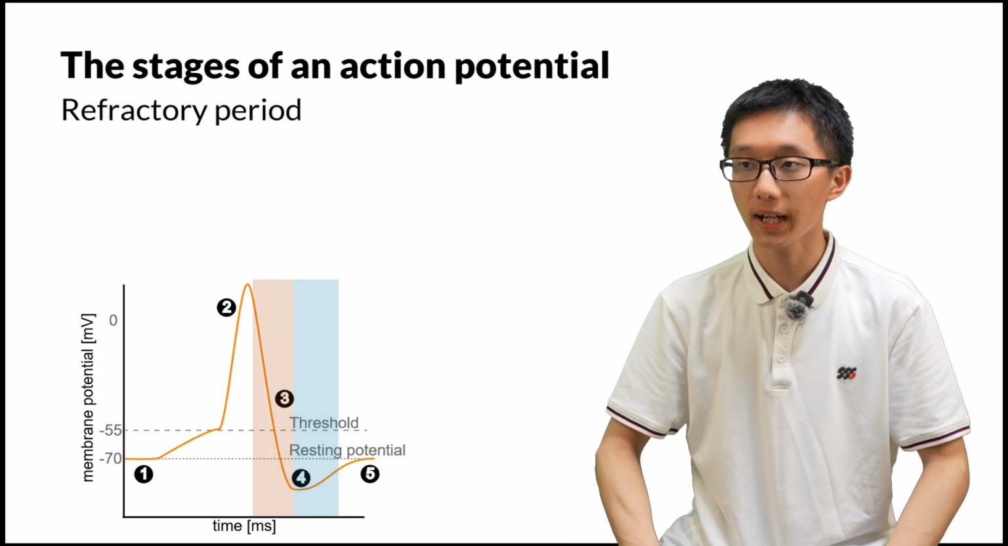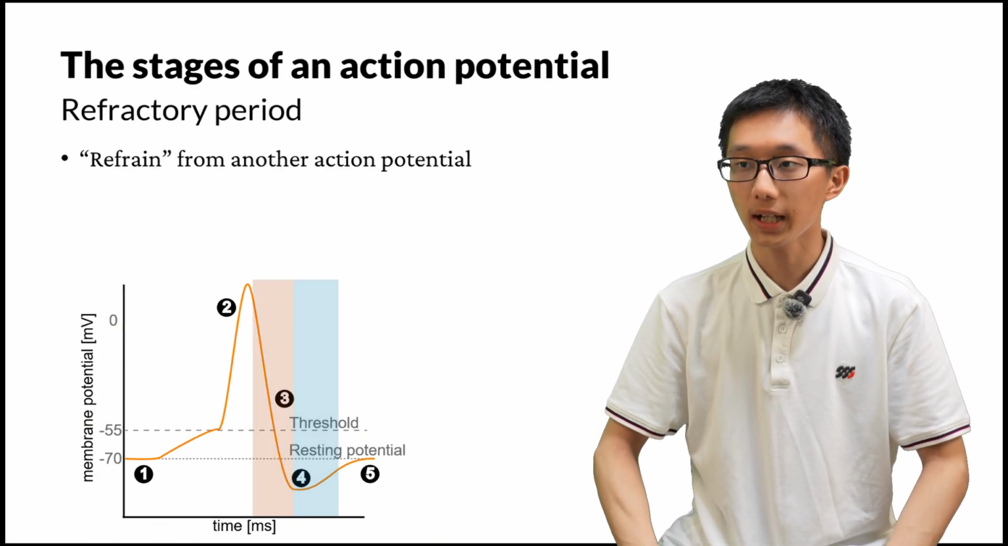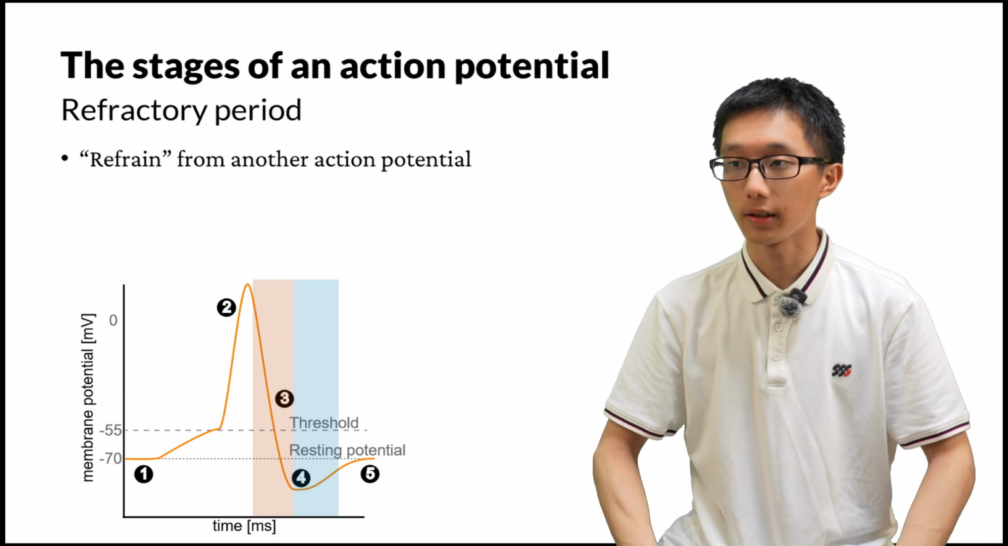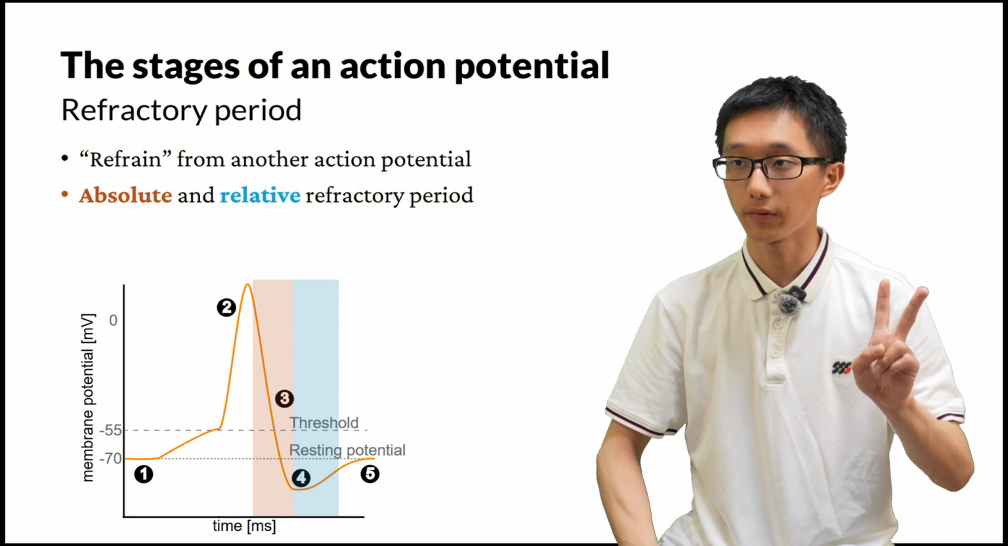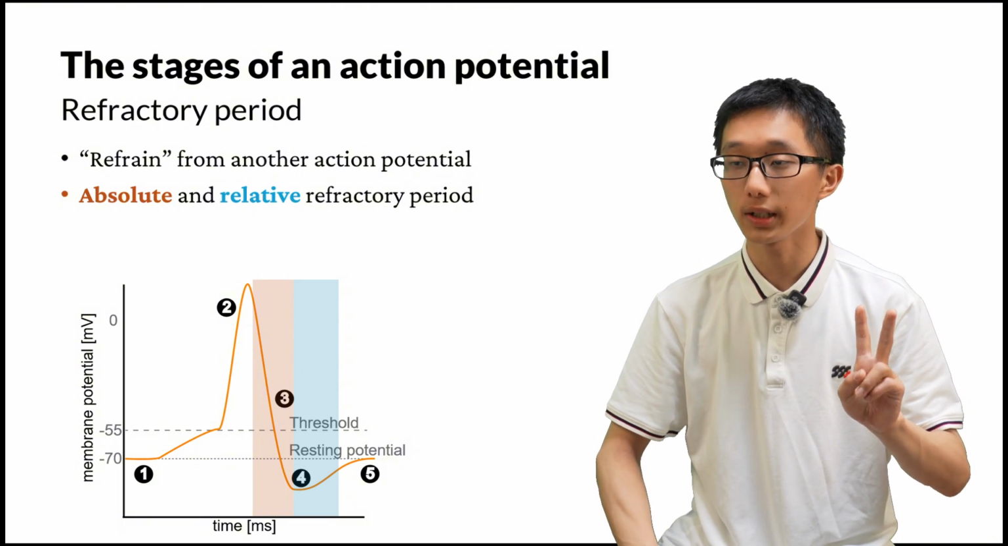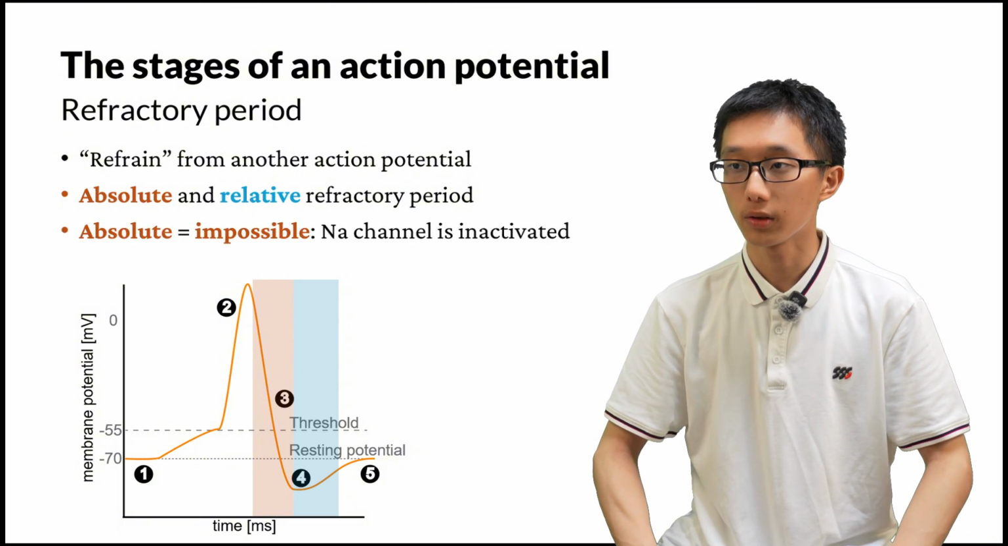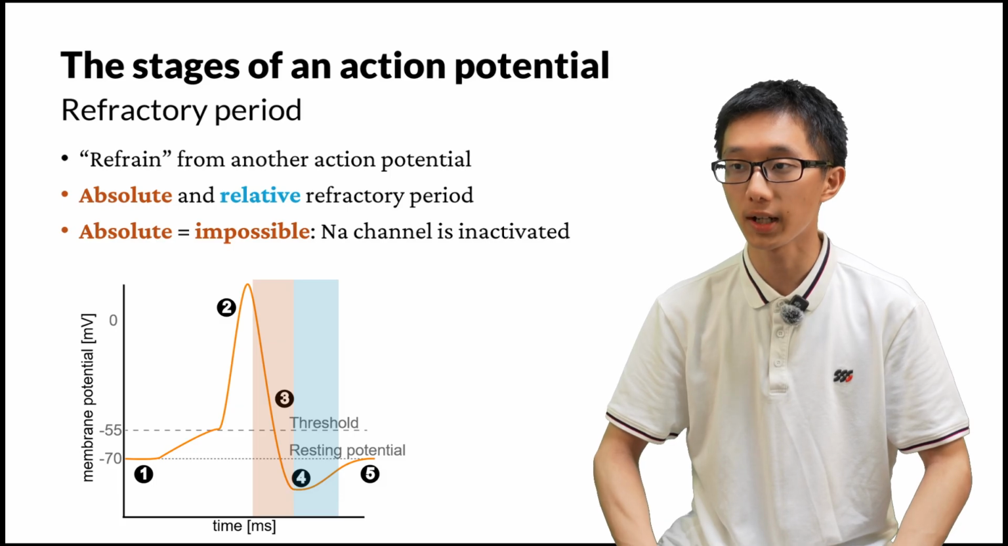Now, what does the refractory period mean? The word refractory comes from refrain. The neuron refrains from another action potential. There are two types of refractory periods, absolute and relative. In the absolute refractory period, marked in red in this graph here, it is impossible to initiate another action potential.